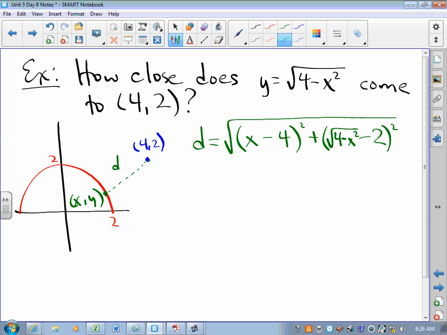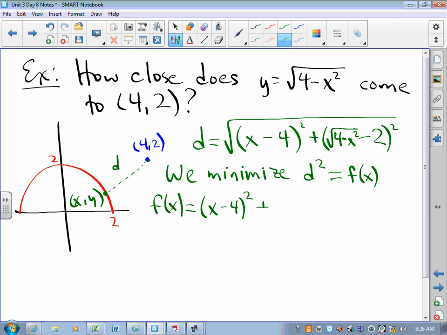Now, taking a derivative of a big radical, that's a problem. And so instead, we are going to minimize d squared, because to minimize d squared will minimize d. I want to minimize d squared, and let's call that some big function. Let's call that our f of x. f of x is (x minus 4) squared plus (radical 4 minus x squared minus 2) squared.